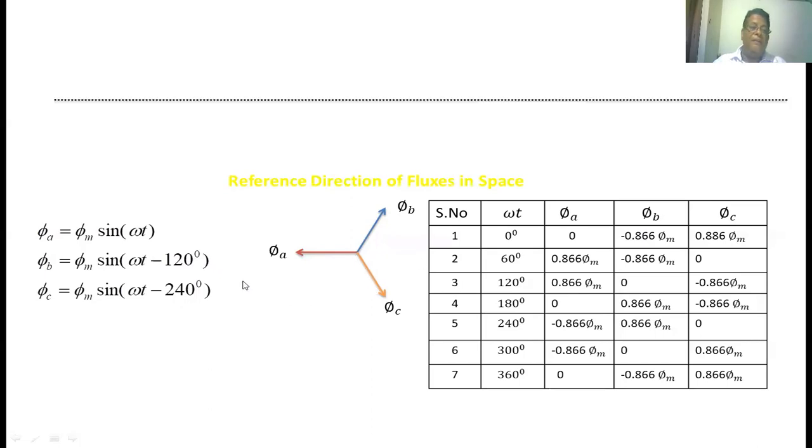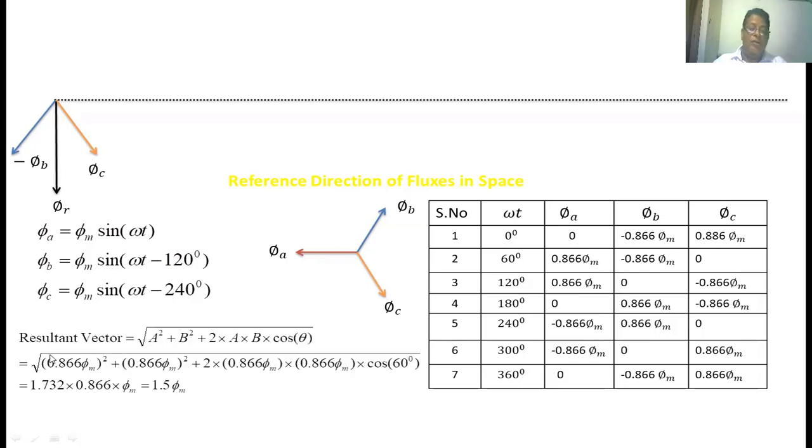We draw here. This is the minus phi B. This is minus phi C. If you find the resultant of these two vectors, you will get phi r. This is the axis of the resultant flux. Now we are going to find out how much is the magnitude of it. We know the resultant of two vectors is the square root of a square plus b square plus 2ab cos theta, where theta is the angle between these two vectors. So whenever we reverse this vector, this angle becomes 60 degrees.